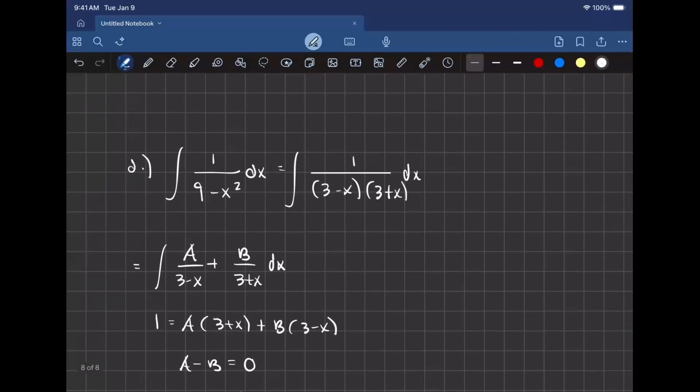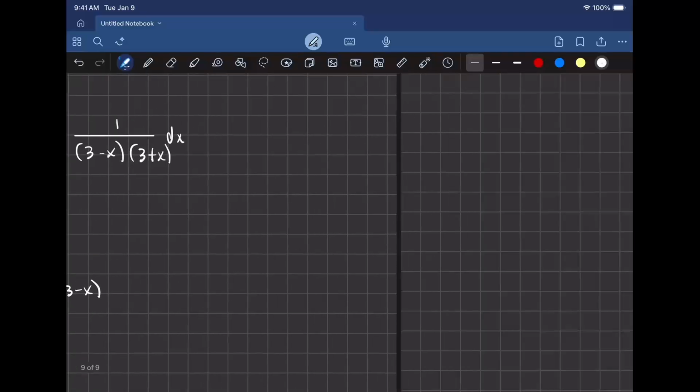Pretty simple. This has a really nice, easy factorization. So we're able to get these really simple linear factors that are easy to calculate. Okay, let's look at integral E, part E.